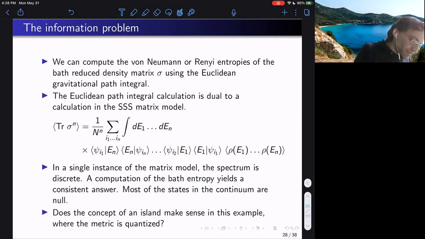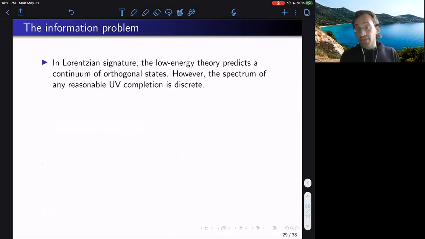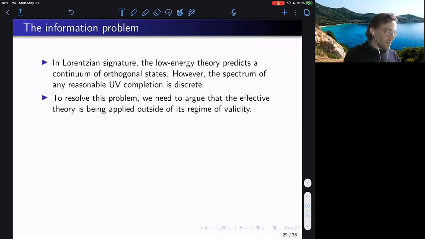And I'll just say one more thing now about this additional problem, and then I'll be done. Right, so again, this problem that I'm posing is that in Lorentzian signature, the low energy effective theory is predicting a continuum of orthogonal states, but of course, in any reasonable UV completion, the spectrum is discrete. So, of course, one way to resolve this problem is to do what I just said, but maybe another perspective one might want to take is that somehow we have to argue that the effective field theory is being applied outside of its regime of validity.